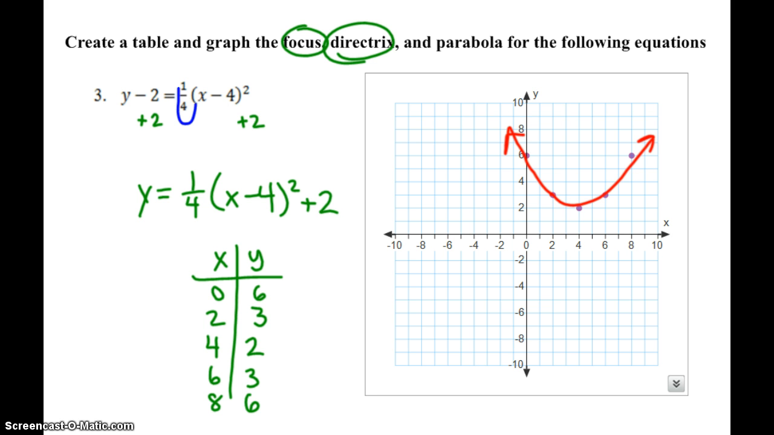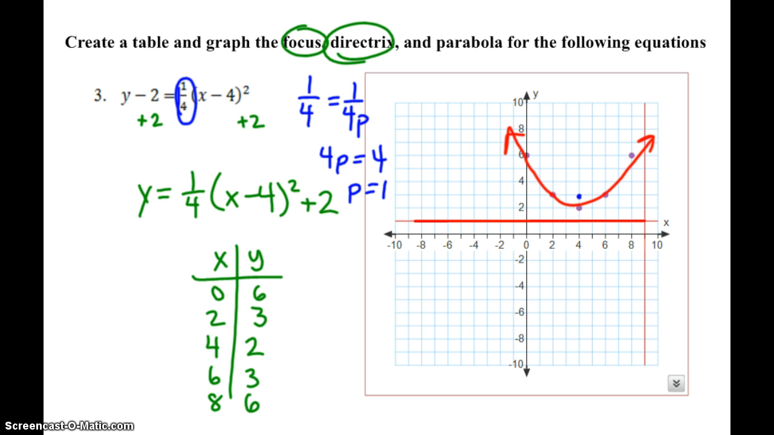So I'm going to go back to this 1/4. I need to know P in order to find the focus and the directrix. So I set 1/4 equal to 1/4P, cross multiply, and P equals 1. Which means that the focus will move up 1 from the vertex and the directrix will move 1 down. So this right here, y equals 1, is going to be my directrix, while my focus is right here at 4, 3.